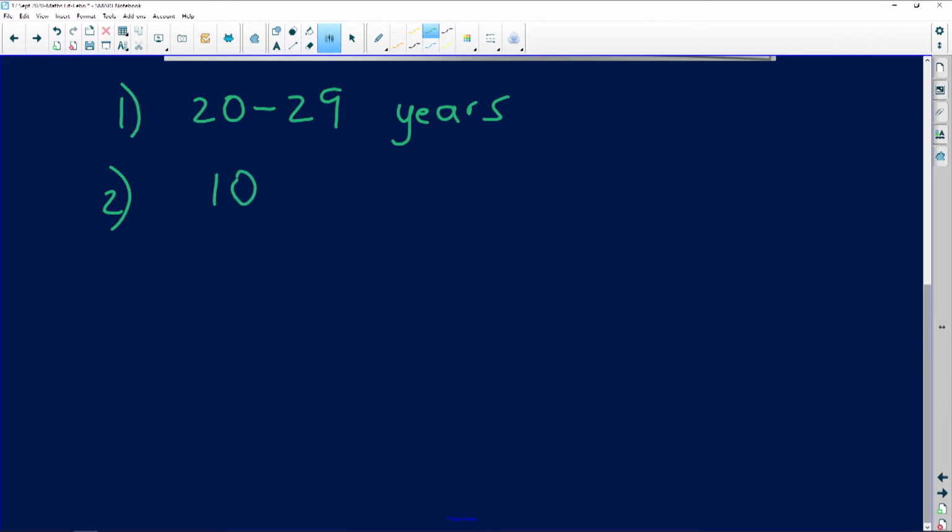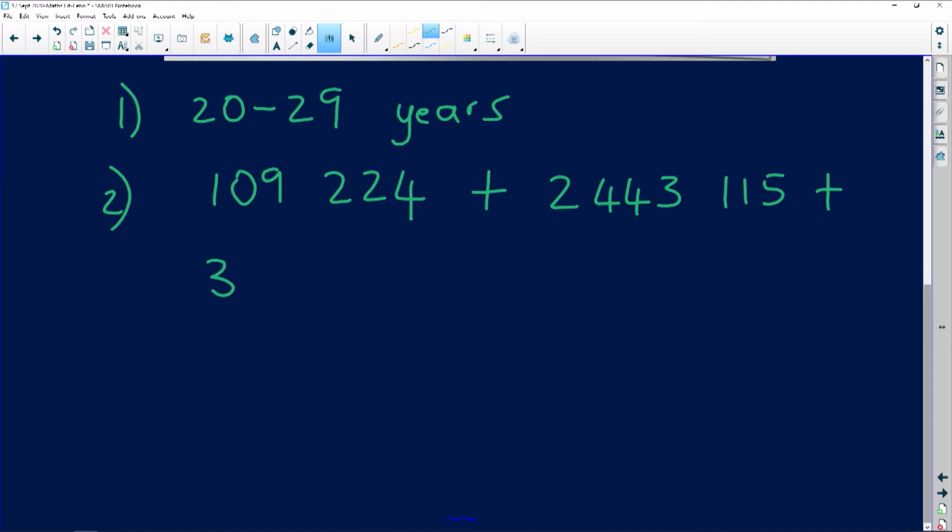That's 109,224 plus 2,443,115 plus 3,095,538. What do we do now? Calculator. Simple.